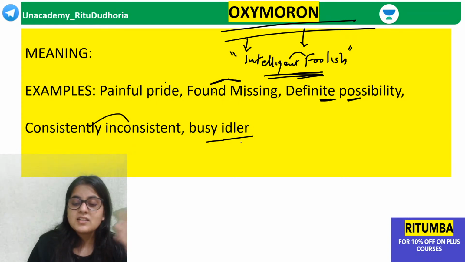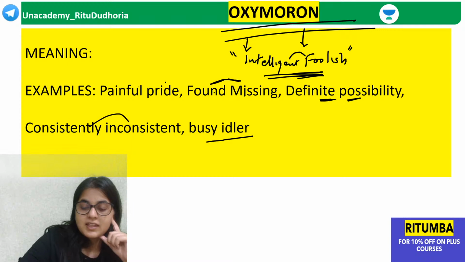Ankita, a contradictory sentence can be a paradox, it can be irony, it can be an oxymoron. In an oxymoron, basically words with opposite meanings are used side by side. Clear everyone? Did all of you understand this?